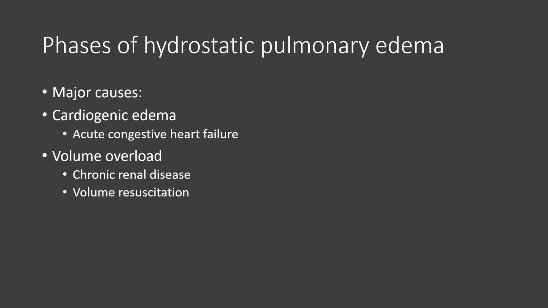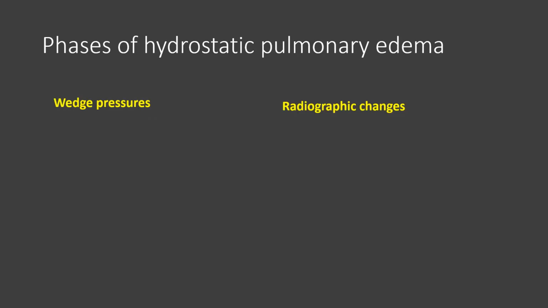So this is kind of how I think about hydrostatic pulmonary edema. The two big causes: cardiogenic edema and volume overload. Who gets volume overload? People with some sort of kidney insult, whether acute or chronic, or people that are being aggressively resuscitated with fluid. The reason why I like to separate this out is because when they start developing pulmonary edema, the signs correspond to pulmonary capillary wedge pressures.